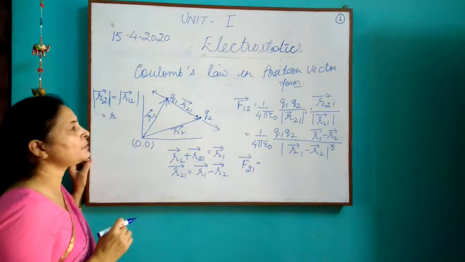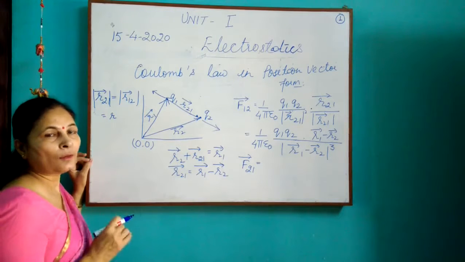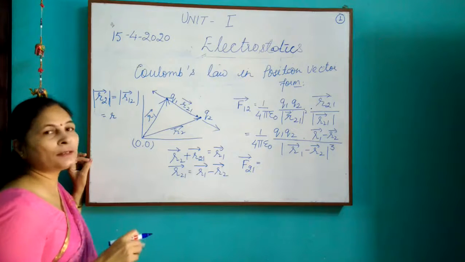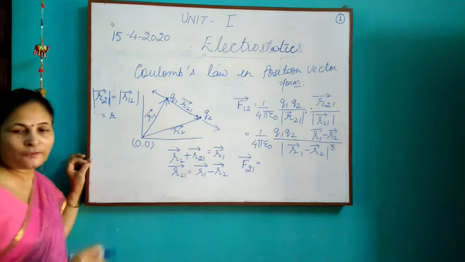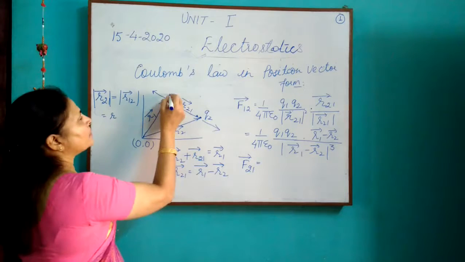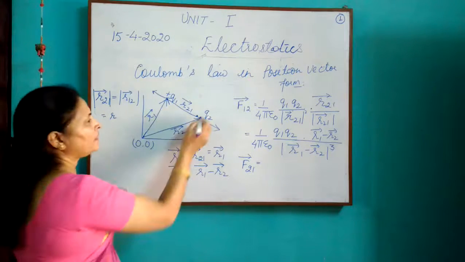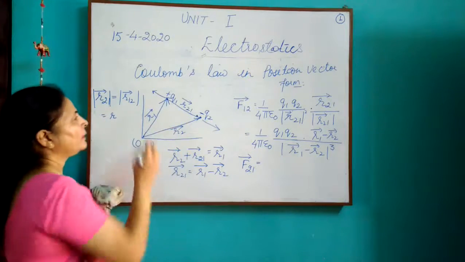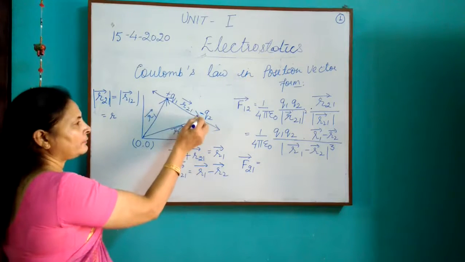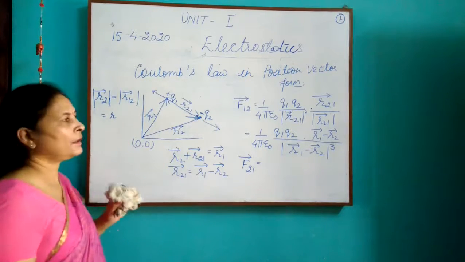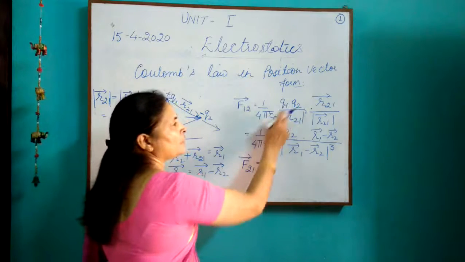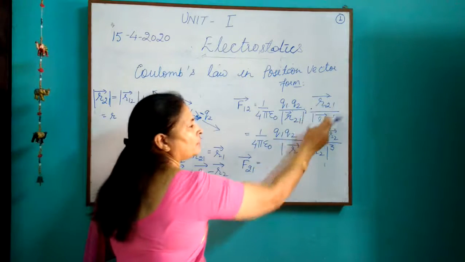Suppose the two charges are not similar, one is positive and the other is negative. Like we did yesterday, it is in the same manner. The only difference is that the directions will again change. Suppose this is a positive charge and this is negative. Then the force on 1 because of 2 will have this direction, and now F12 will be 1 by 4 pi epsilon naught Q1 Q2 R12 R12 and R12.